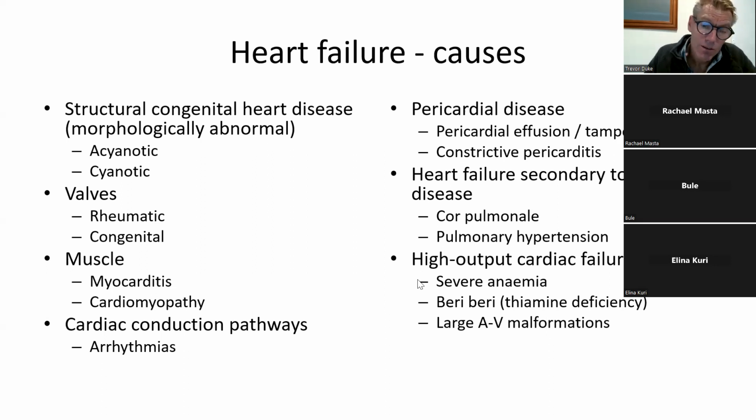And then there's high output cardiac failure, from severe anemia, and less commonly from beriberi. It's less common in PNG, but is seen quite a bit in other countries in Asia. And then there are rare things like large AV malformations, which lead to high output cardiac failure. We see quite a bit of high output cardiac failure related to severe anemia.